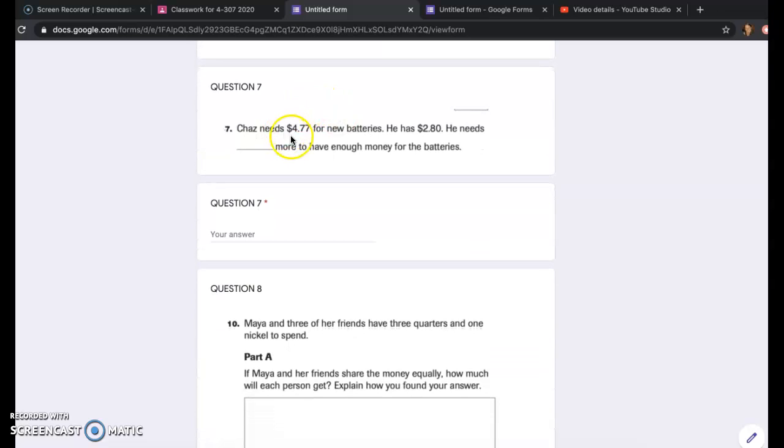7. Chaz needs $4.77 for his new batteries. He has $2.80. He needs this amount more to have enough money for the batteries. So fill in the number of dollars and cents he needs in order to have enough for the batteries.